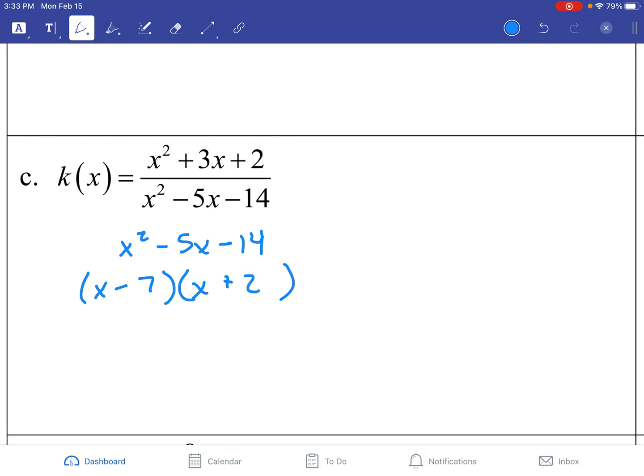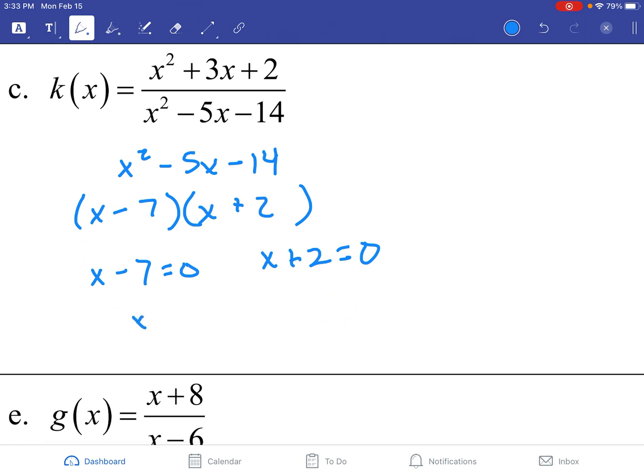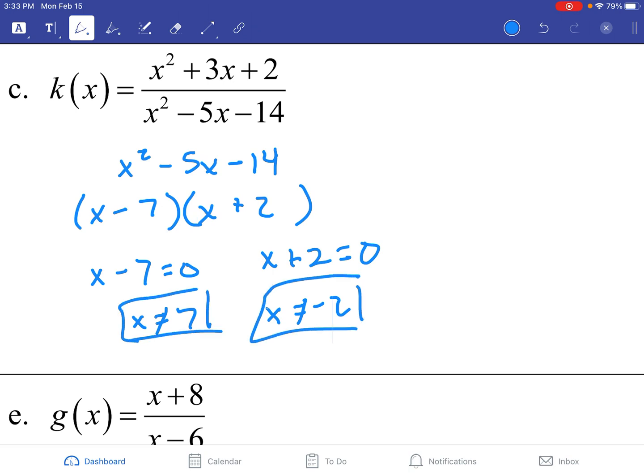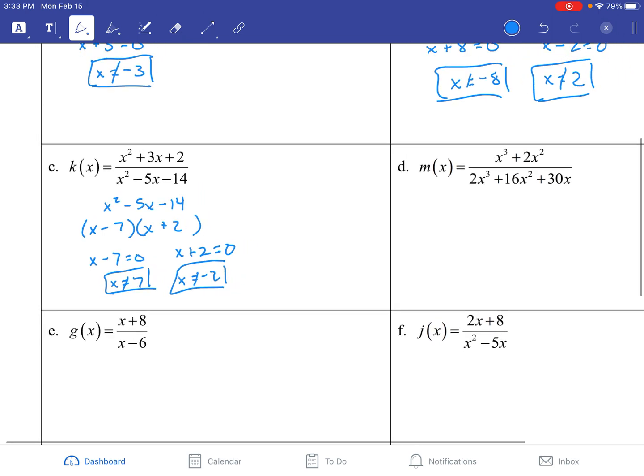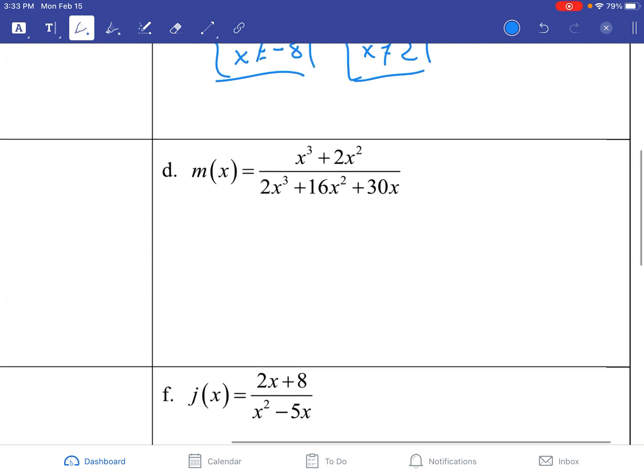Now that it's factored, we can take each factor, x minus 7, set it equal to 0, x plus 2, set it equal to 0, and solve for x. So x equals 7, and x equals negative 2. These are the values that x cannot equal. These are your domain restrictions. All right. Moving on for D.